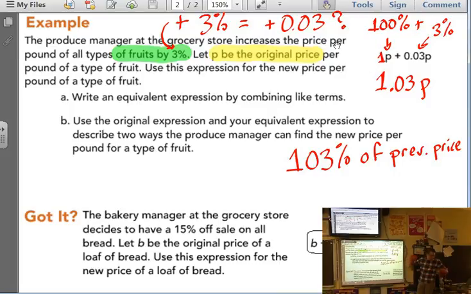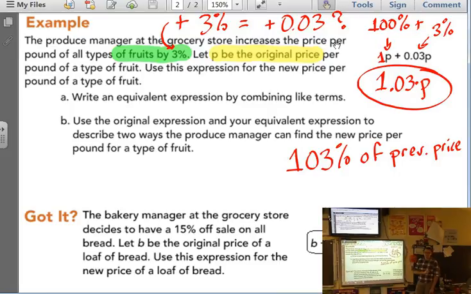Okay, that makes sense. So the two ways the produce manager can find the new price of fruit: the tiresome, lame, not very good at math way. You have the old price. Find out 3% of the old price, calculating separately, then add them together. That takes a long time. The quicker way, just do 1.03 times the old price, you're done. You find your new price. One step, that's it. Because that took into account your original and the new increase.